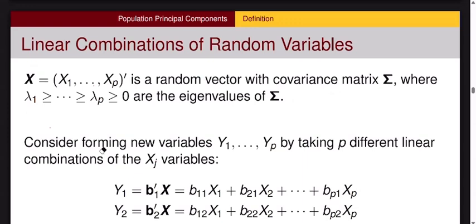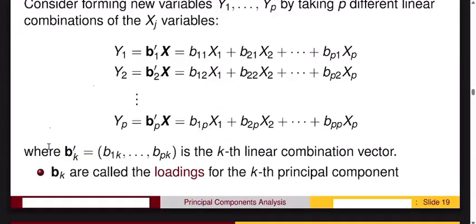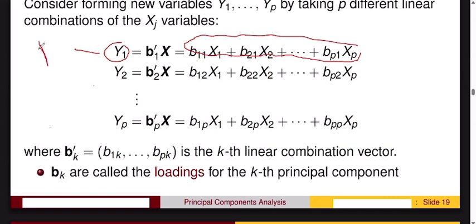Now let us see the way principal component analysis works. I have x1, x2 up to xn. This is the linear combination, the first one, y1. The y1 here is PC1, principal component 1. The y2 is principal component 2.